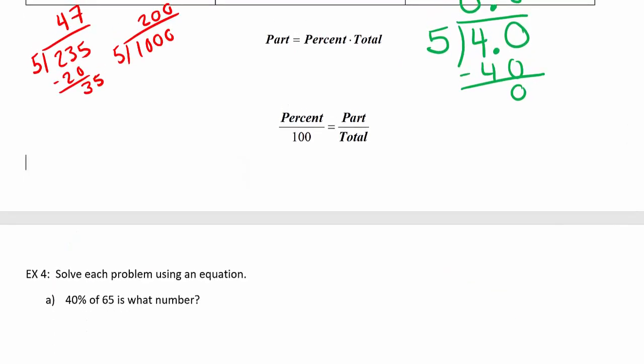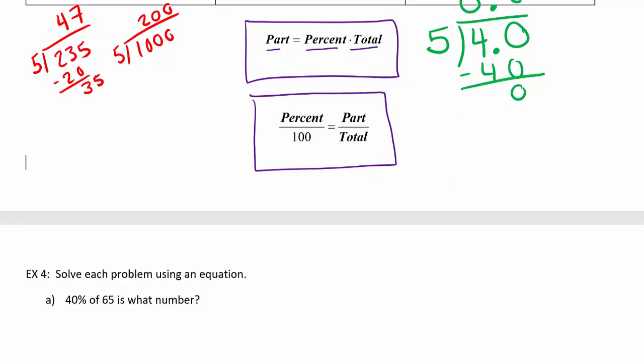With the rest of this lesson, we're going to focus on solving percent problems, and we're going to learn two different methods. We're going to learn how to use an equation, and the equation is that the part always equals the percent times the total. And then after that, we're going to talk about how we can set up percent problems using proportions.